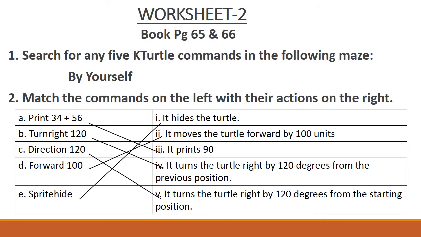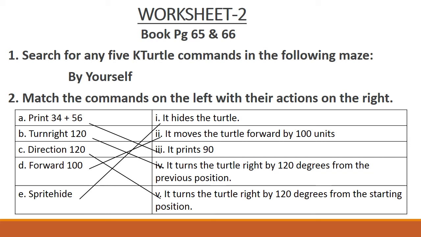Worksheet 2. This is actually given in your book on page number 65 and 66. Question number 1, search for any 5 KTurtle commands in the following maze. You have to do this question by yourself. Next question is match the commands on the left with their actions on the right. Match the columns, column A with column B.